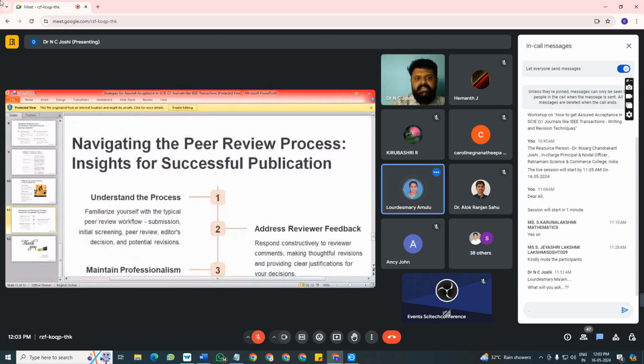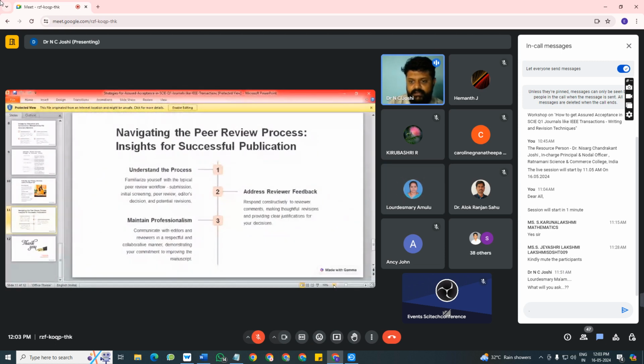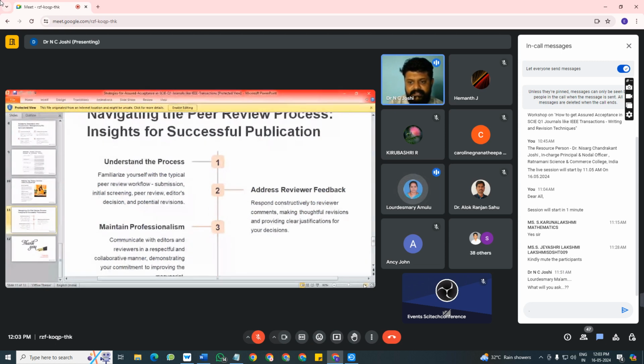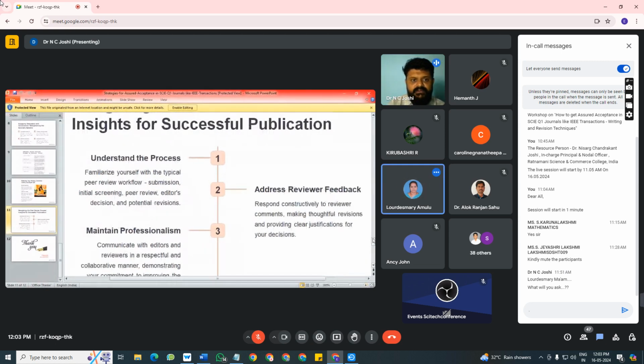Then, navigating the peer review process. Last is your peer review process: insights for successful publications. In that case, we have 3 points: the first is understand the process, second is address reviewer feedback, and third is maintain professionalism. Okay, so first is understand the process.